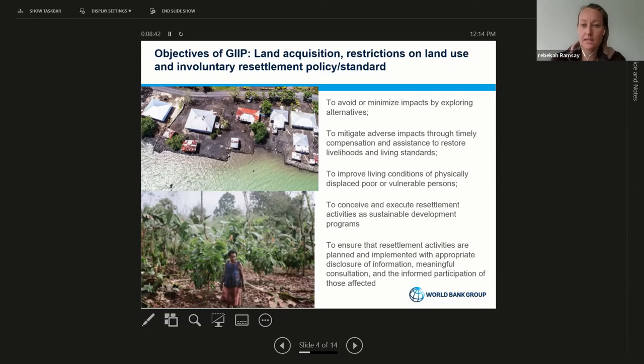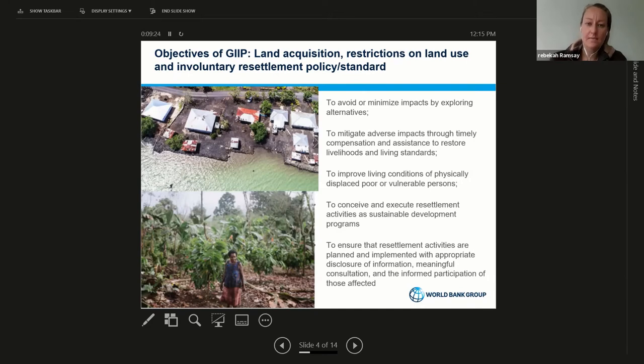And part of the way that we do this is by looking for alternatives. So, for example, it's quite frequent in a World Bank-funded project that if we're going to do, for example, solar panels, instead of putting the solar panels in the property of private landowners or customary landowners, we'd be looking for some government leased land instead. So we might see that there's a health clinic where we can put some solar panels on top of the clinic itself. We're always looking as much as possible to minimize the extent to which we need to use private owners' land.